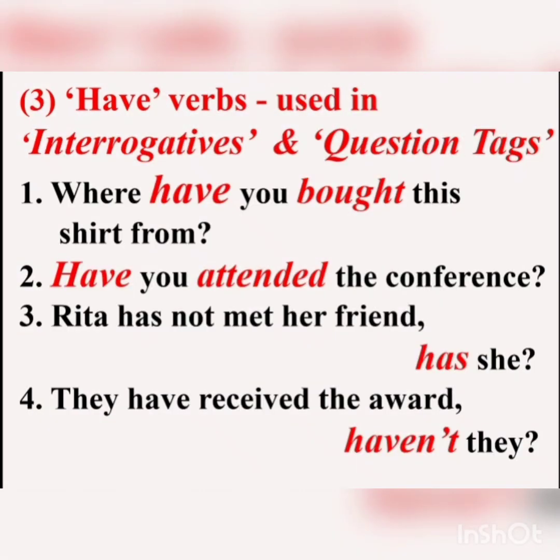Now we are going to understand how have verbs are used in the formation of interrogatives and question tags. Where have you bought this shirt from? This question is in present perfect. Have you attended the conference? It is a yes or no question.